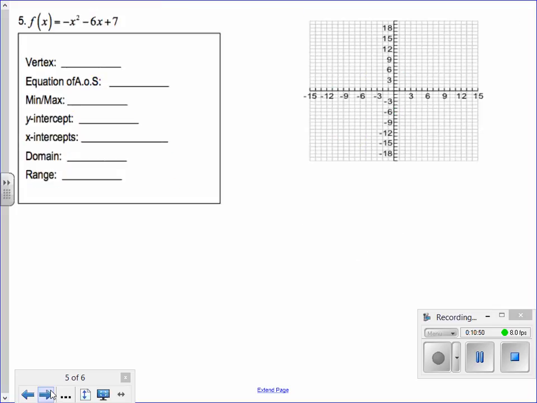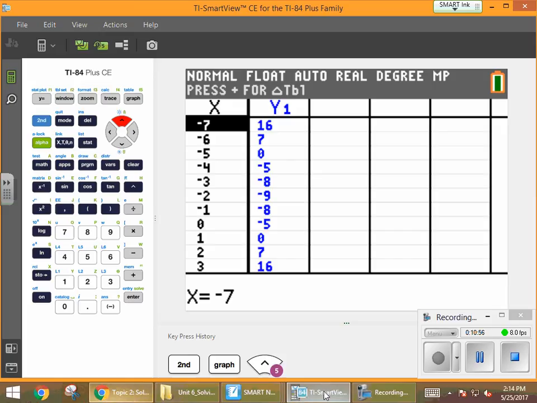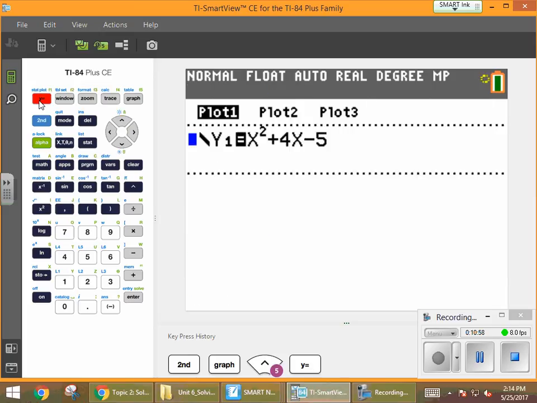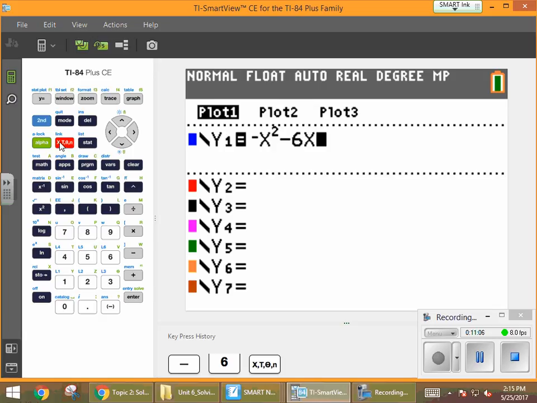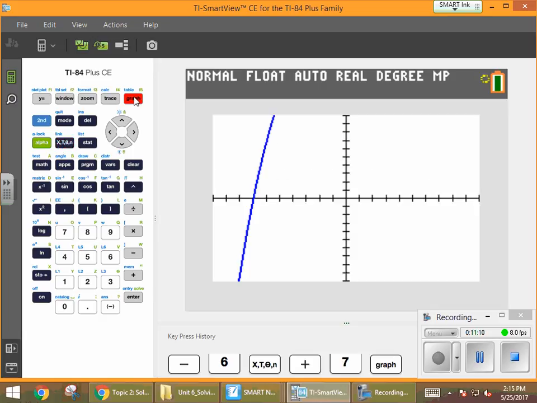Number 5, I'm going to graph -x² minus 6x plus 7. Just like the last problem, I need to go to my graphing calculator, go back to the y equals, and type in the equation. -x² minus 6x plus 7. Hitting graph allows me to find the picture that I'm going to make.